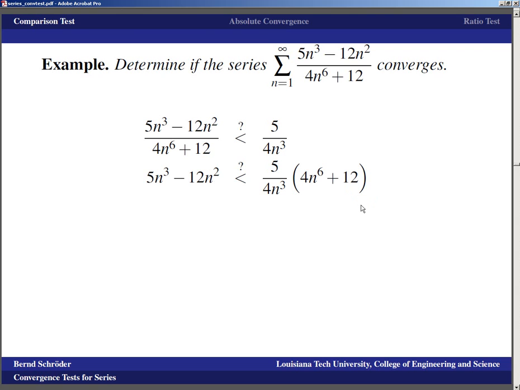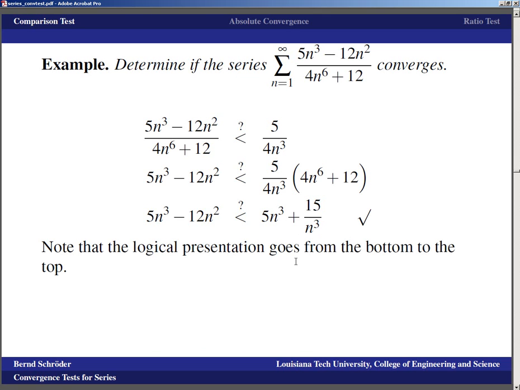And well, now we can just multiply out the right-hand side. So this is equivalent to checking whether 5n cubed minus 12n squared is smaller than 5 over 4n cubed times 4n to the 6th, which is 5n cubed, plus 12 times 5 over 4n cubed. Well, 12 over 4 is 3, times 5 is 15. So we get the 15 over n cubed here, and this inequality by inspection is correct, because if you have a number and subtract something from it, then that certainly is smaller than when you have a number and add something to that number.